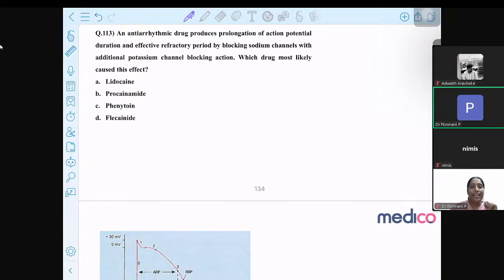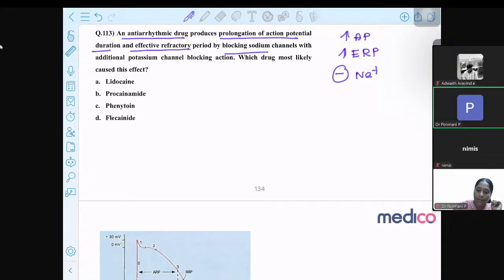So we are seeing here an anti-arrhythmic drug which prolongs the action potential duration and effective refractory period. That is, it is increasing the APD, it is increasing the ERP. How is it doing this? By blocking the sodium channels. Not only is it doing that, it is also blocking the potassium channels. So they are asking what anti-arrhythmic is this?